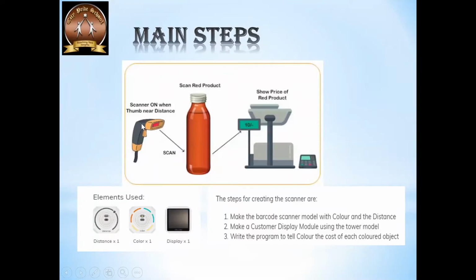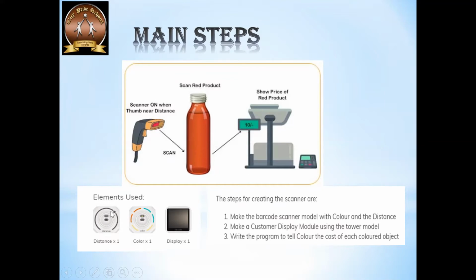As we don't have the barcode scanner here in our Plasmo elements, we are going to use a color code for the products. For example, red color products, blue color, green, yellow. So accordingly, we are going to fix the price. So red color product is 10 rupees, for example. So when we scan the things, the price should be displayed on the display element.